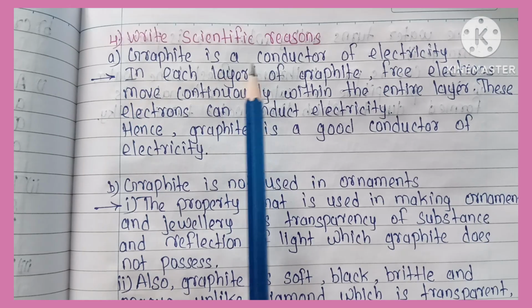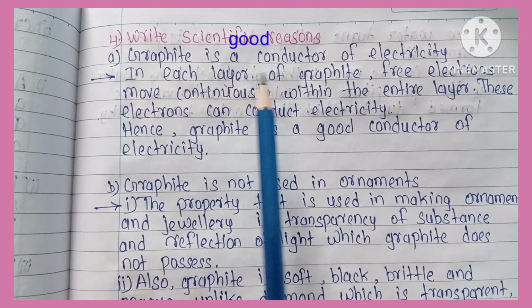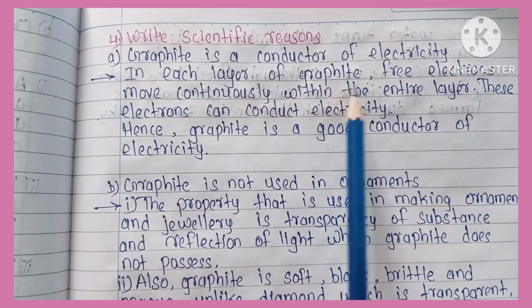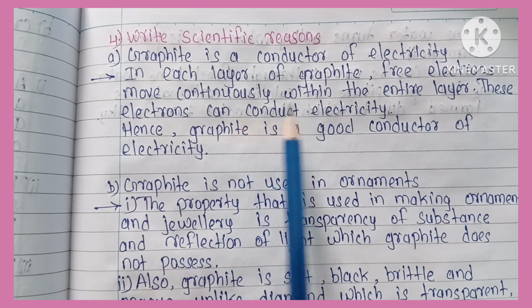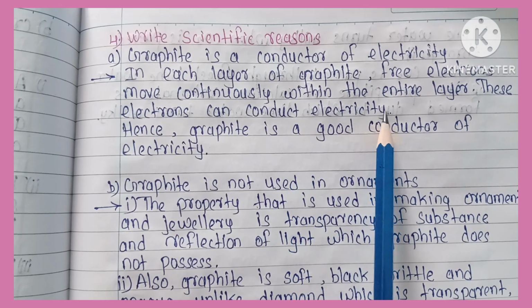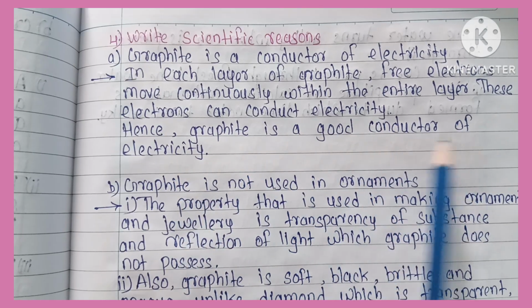Fourth question, write scientific reason. First, graphite is a good conductor of electricity. Answer, in each layer of graphite, free electrons move continuously within the entire layer. These electrons can conduct electricity. Hence, graphite is a good conductor of electricity.